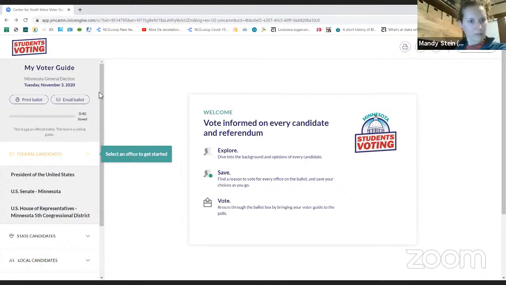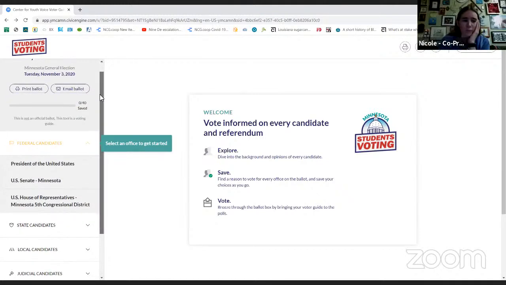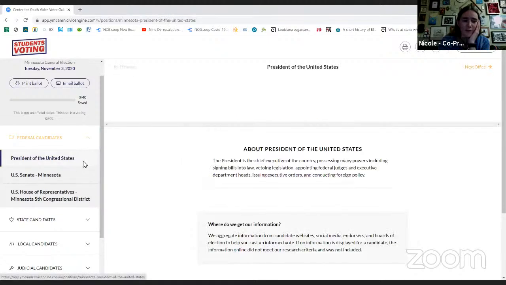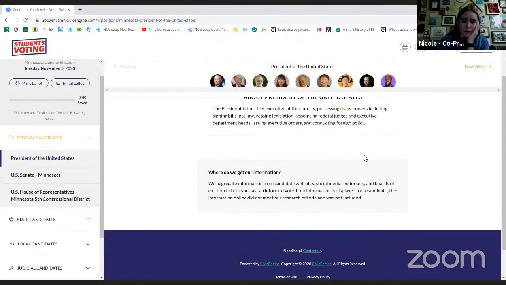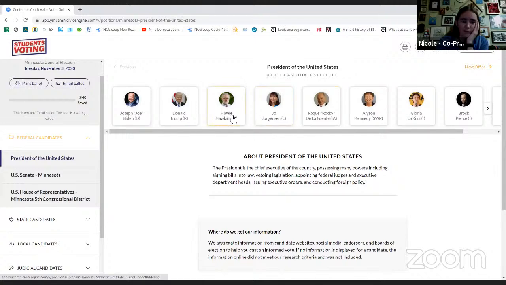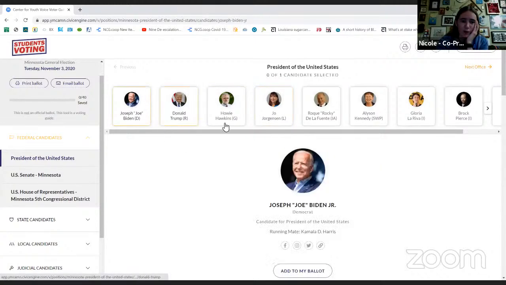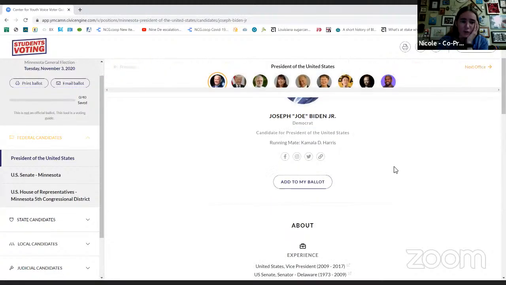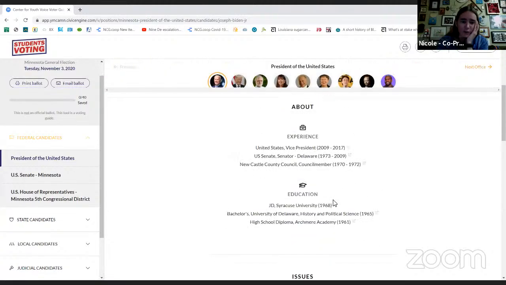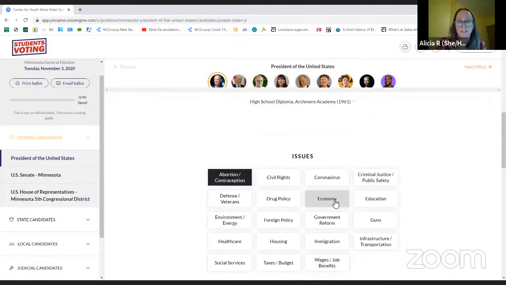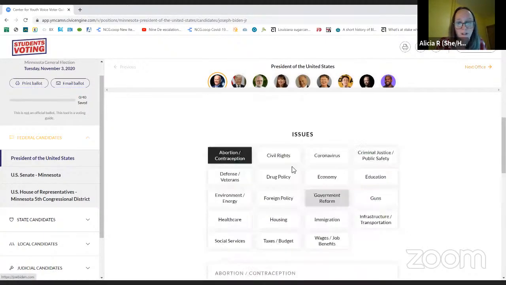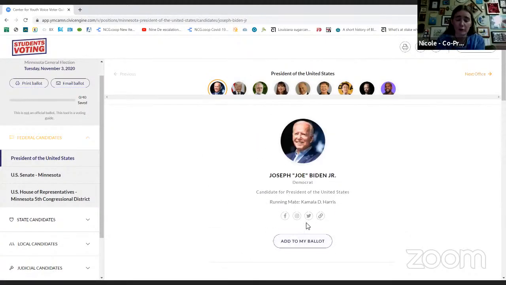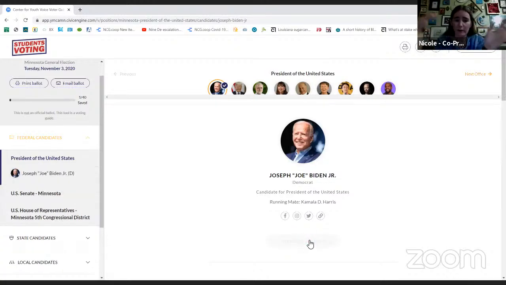I'm confused. If you click on President of the United States on the left-hand side and wait for everything to load, then you can click on the pictures of the candidates. Then if you scroll down from there, you can just click on add to my ballot, if they already know who they want to vote for. Once you add to the ballot, they're on the ballot and it's good.